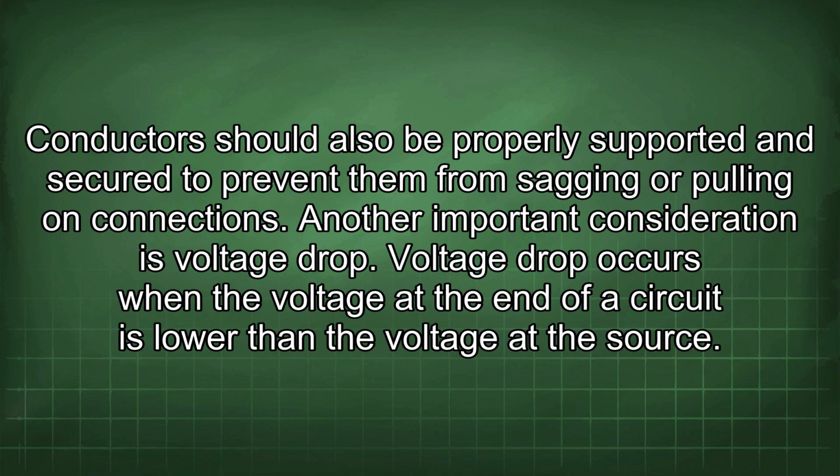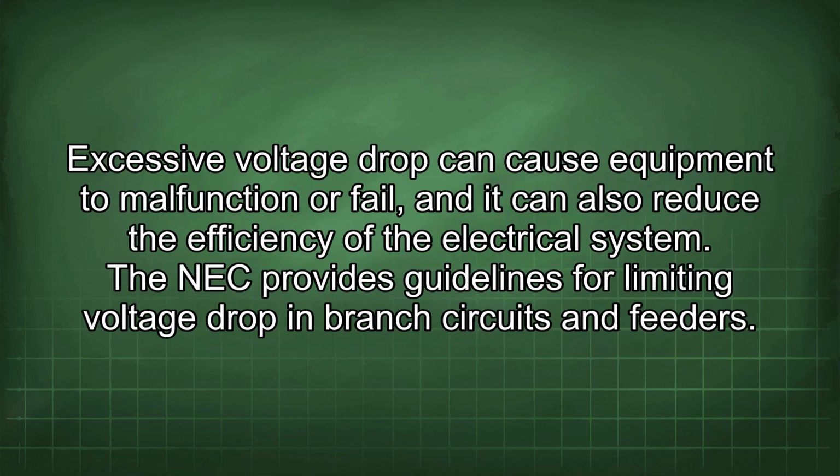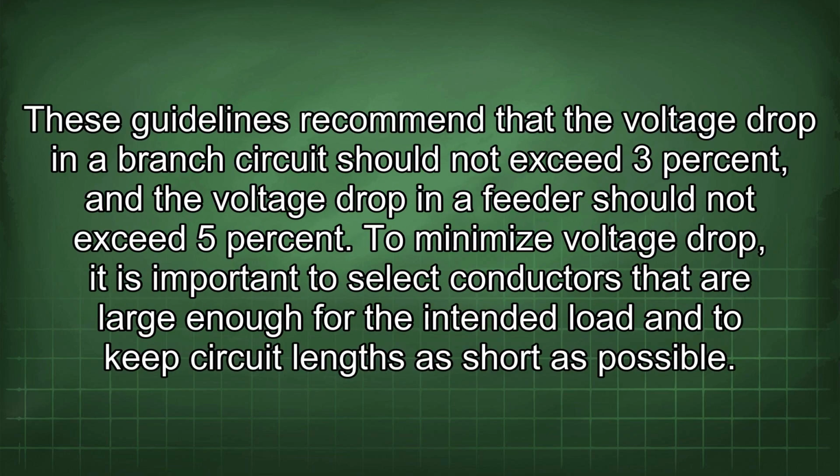Another important consideration is voltage drop. Voltage drop occurs when the voltage at the end of a circuit is lower than the voltage at the source. Excessive voltage drop can cause equipment to malfunction or fail, and it can also reduce the efficiency of the electrical system. The NEC provides guidelines for limiting voltage drop in branch circuits and feeders. These guidelines recommend that the voltage drop in a branch circuit should not exceed 3%, and the voltage drop in a feeder should not exceed 5%.